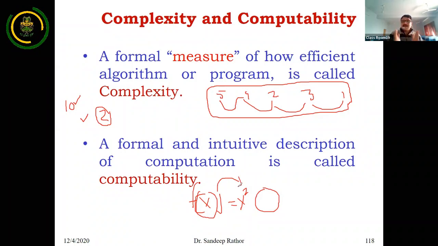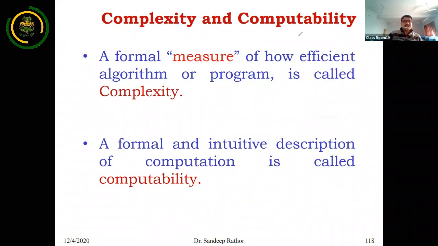So the basic definition of computability can be described as a formal and intuitive description of computation, where M is the machine and W is the string that is passed to that machine. This is the simple description of the machine. So M is the Turing machine, W is the string, right? This is the formal definition of computability.